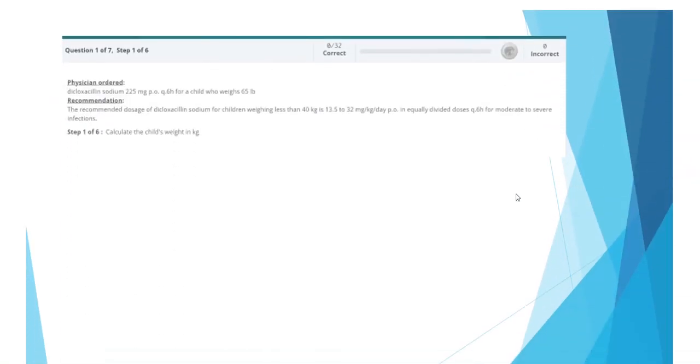Let's look at the first slide. We've got several slides. Each question is broken down into 4, 5, or 6 parts depending on what the questions are asking. And we just take them step by step.